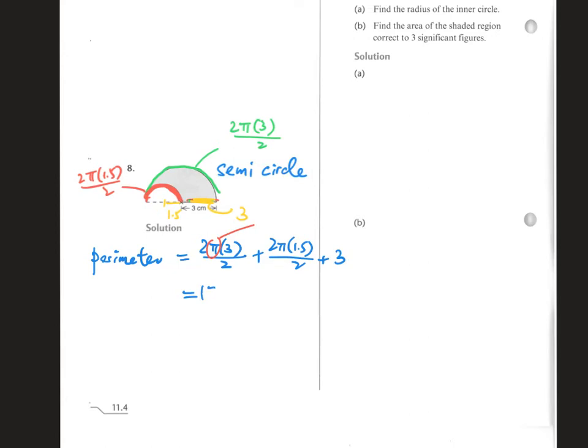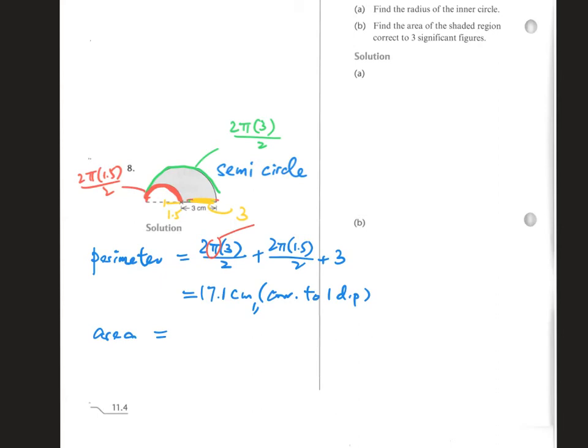All right, and the final answer will be 17.1 cm, which is correct to 1 dp. Here's the first one. Coming up next, we come to area, which is how we should do it.